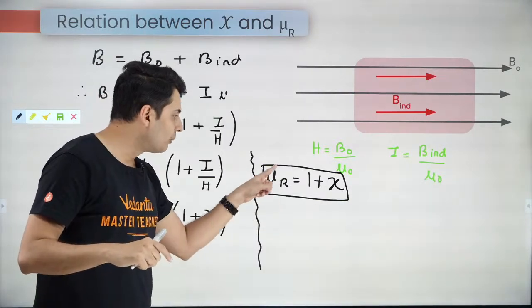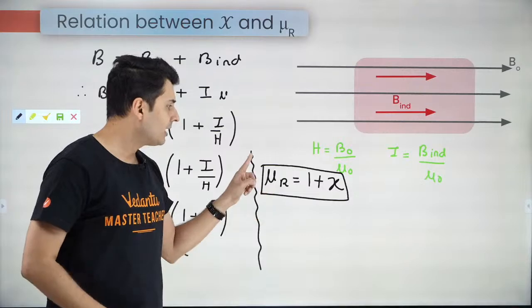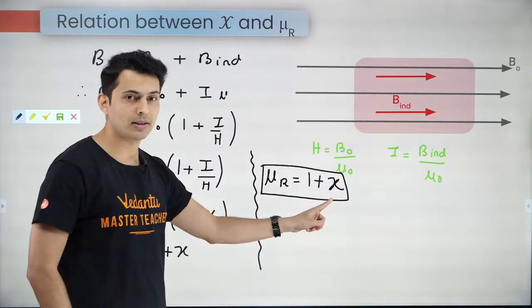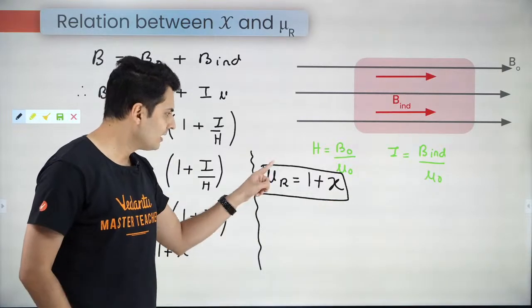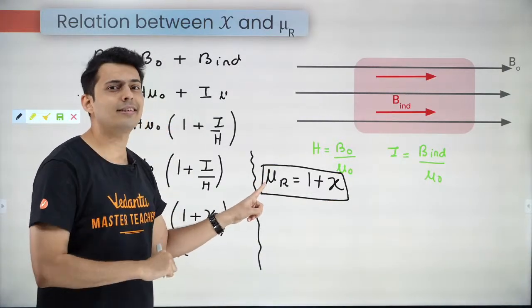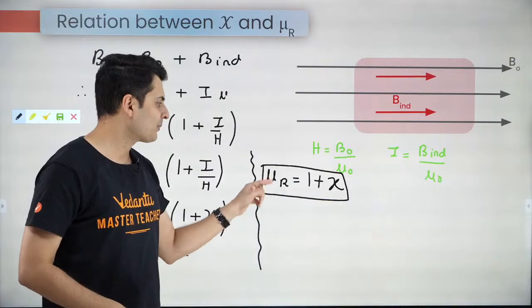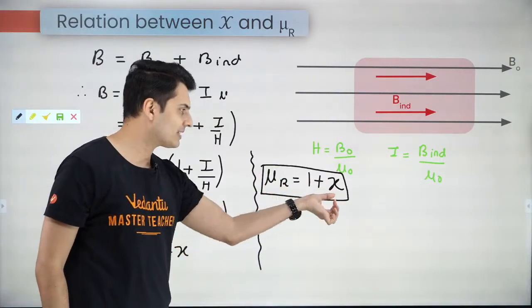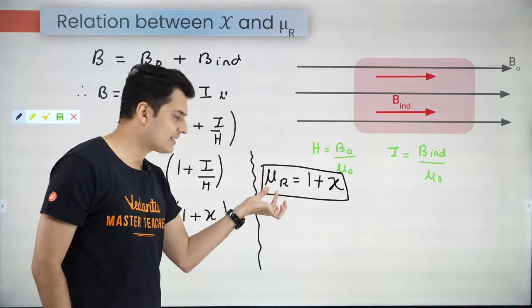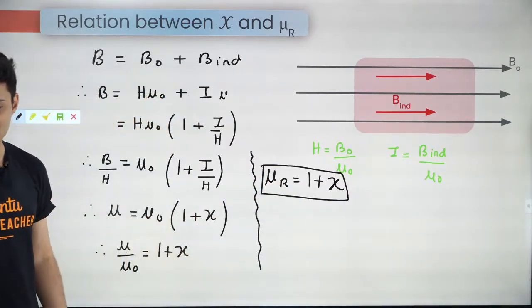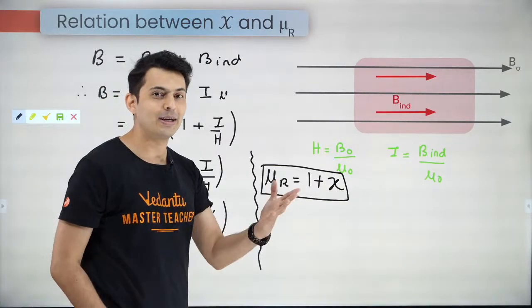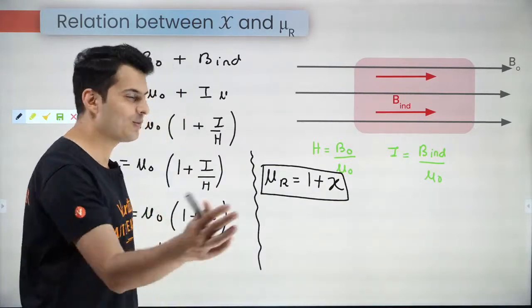Now, if it is more than 1, then understand X will be positive, or susceptibility will be positive. But if this ratio is less than 1, then X will also be negative, because it's 1 plus something. I should get something less than 1. So that's how it works. That's what we're going to see, Krito. Which material has permeability less than vacuum? That's what we're going to see.